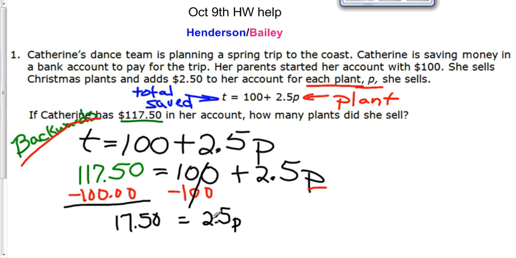Now they are multiplying 2.50 times the number of plants. So remember, we have to work backwards. The opposite of multiply is divide, because I'm trying to see how many plants can fit into there. If they're each 2.50, I have to see how many times that 2.50 can go into 17.50.